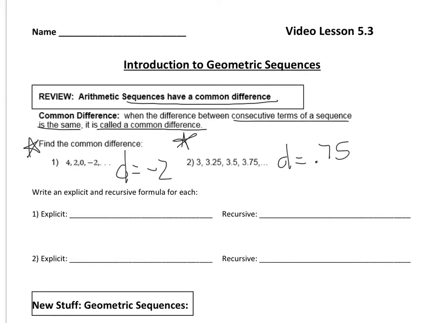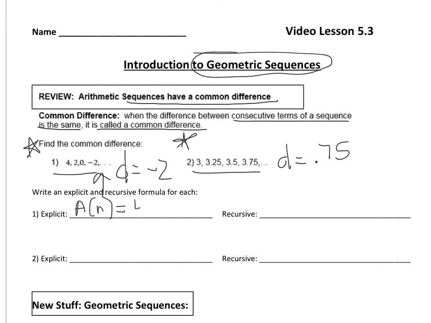Tomorrow in class, we're going to practice writing explicit and recursive formulas for geometric sequences. But let's just real quick review how to do that for these two arithmetic sequences. The explicit formula for this sequence would be a of n is equal to the first term of 4, take away 2 times n minus 1, and n is greater than or equal to 1.